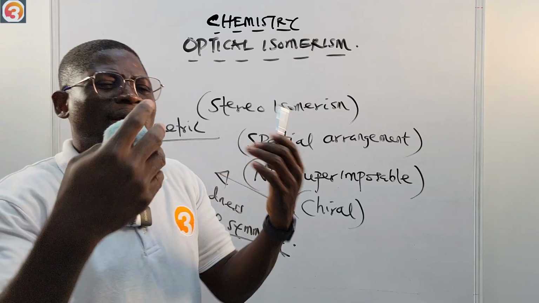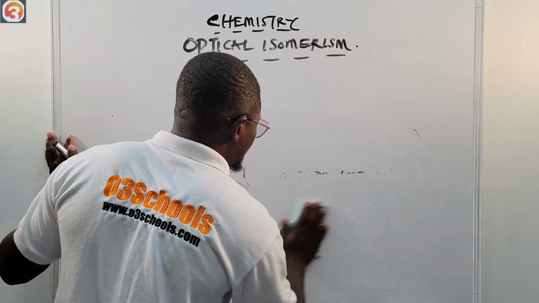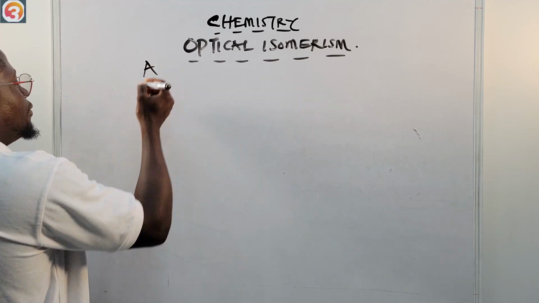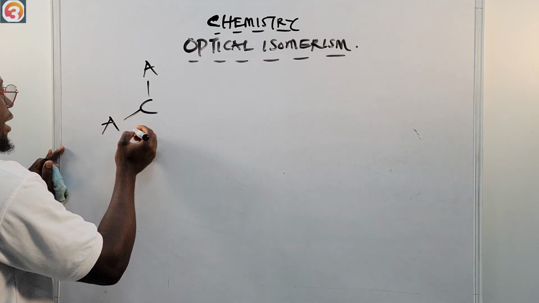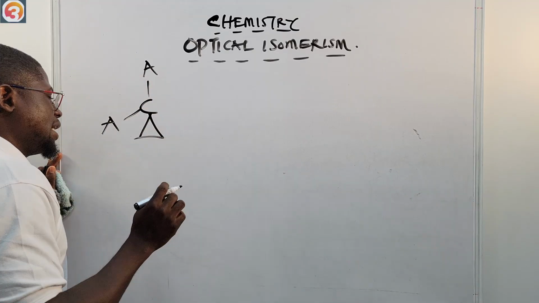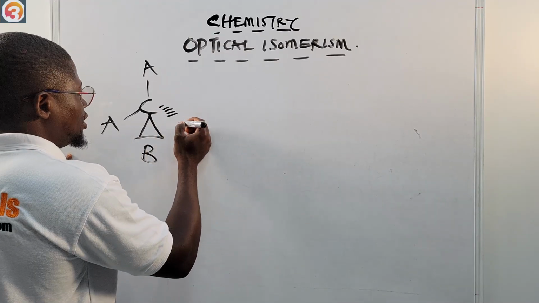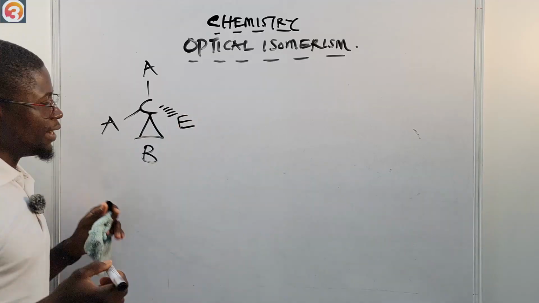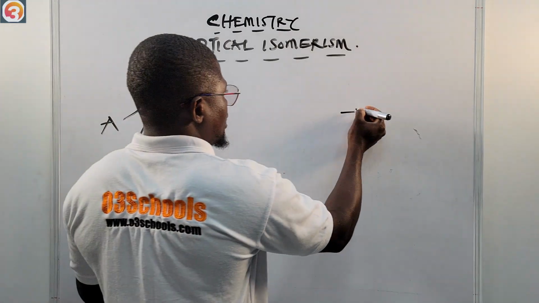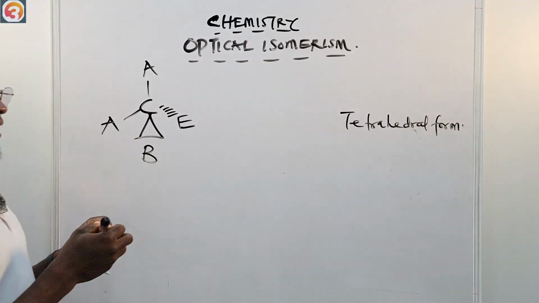To make you understand this better, let us use an illustration. Let's say you have a molecule like this. We have carbon, then we have A, for example, at the top. Then here we have another A. Then here we have this group going out of the page. Let's say this is B. Then we have the one going into the page. Let's say this one is E, for example. So this is in tetrahedral form.